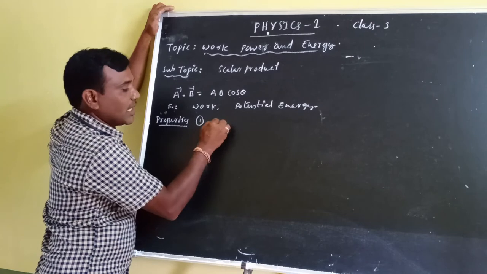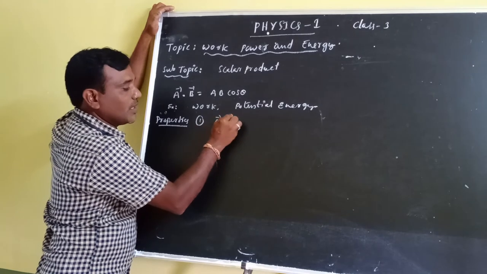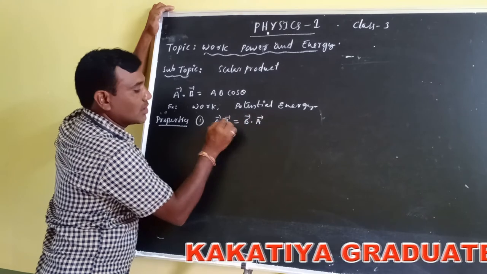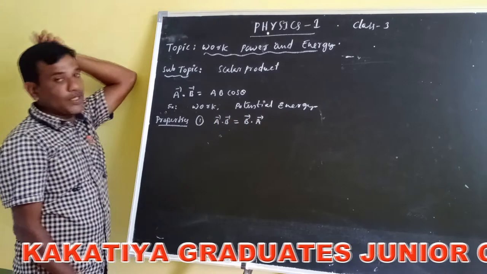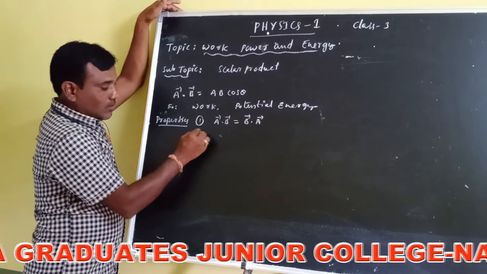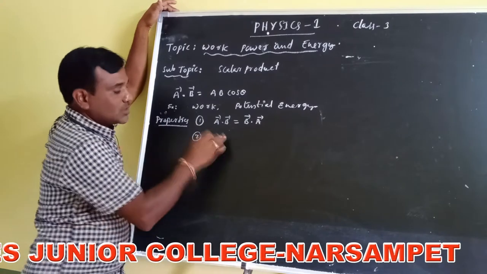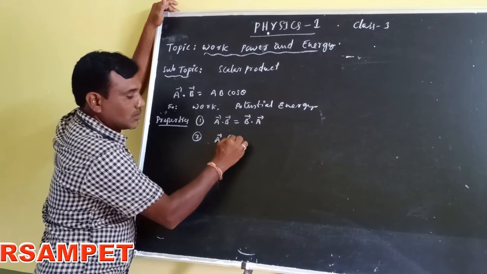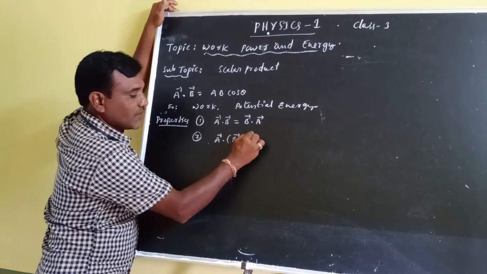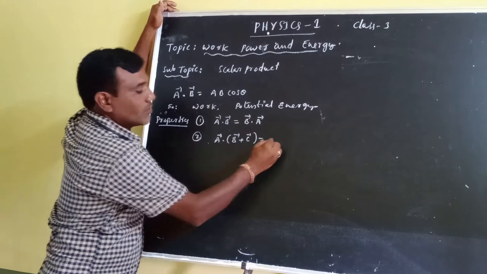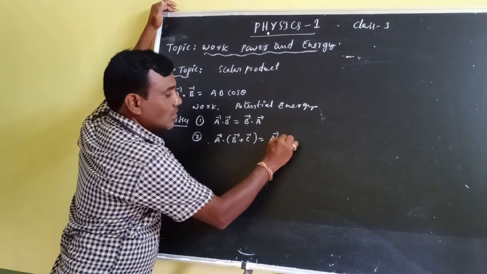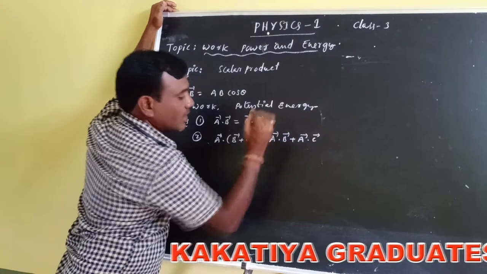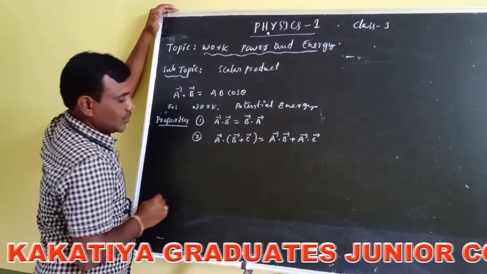That means A vector dot B vector is equal to B vector dot A vector. This property is known as the commutative law. Okay. And the second property: the two vectors obey the distributive law, then A vector dot (B vector plus C vector) is equal to A vector dot B vector plus A vector dot C vector. It is the distributive law.